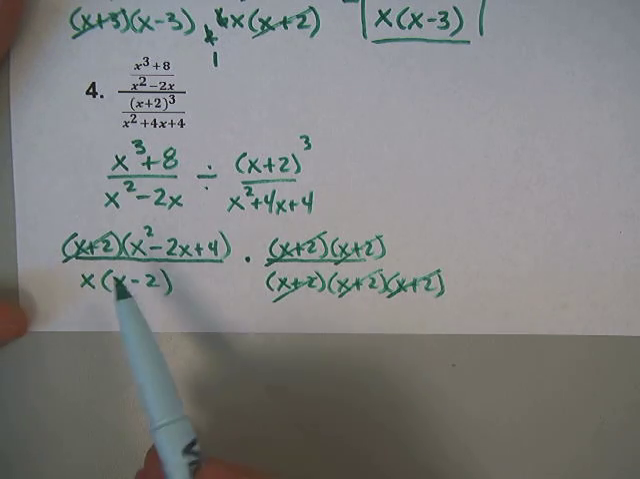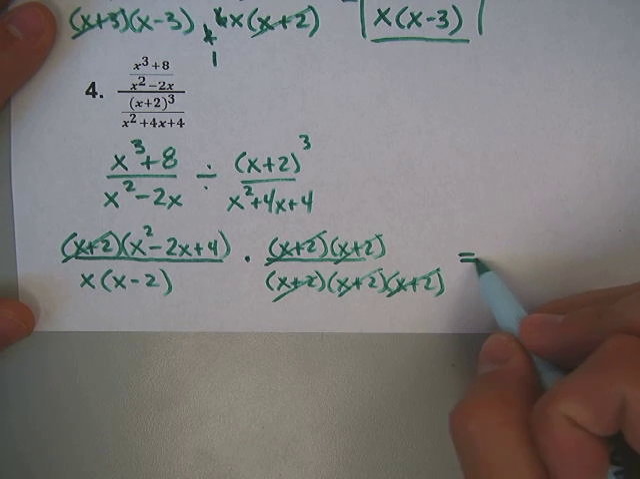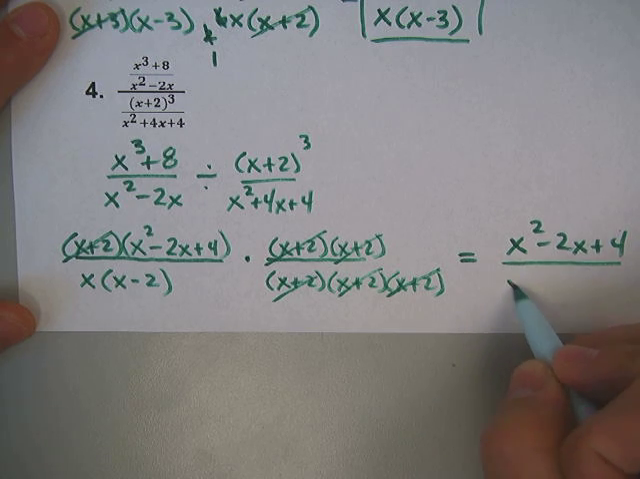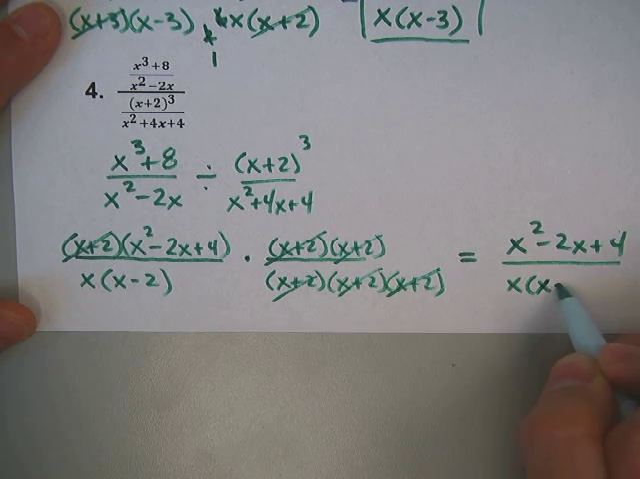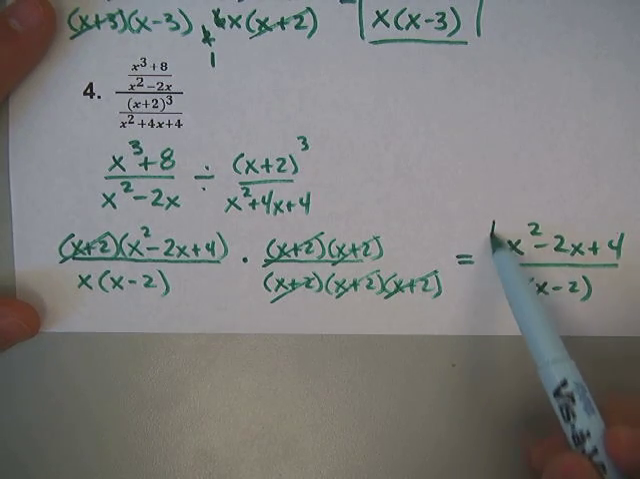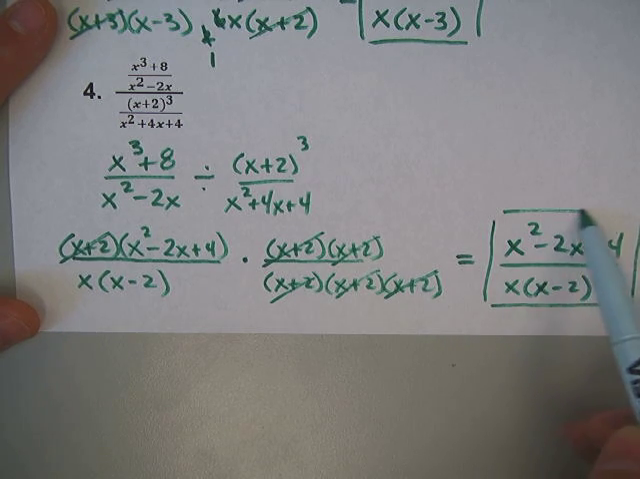And so I can do a lot of reducing here. Looks like we can get rid of a ton of stuff. Looks like rid of this with this, this with this. I can even get rid of this and this over here. This does not factor anymore. It doesn't look like it can reduce anymore, so I'm just going to rewrite it as x squared minus 2x plus 4 over x times x minus 2.